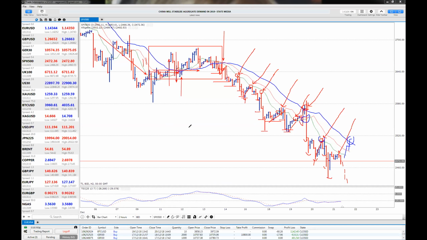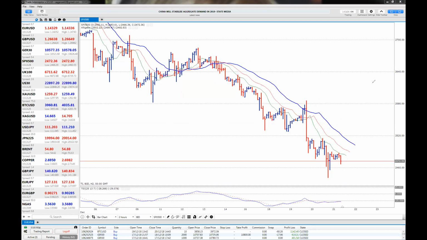So this is the basic reading of how to use this alligator and these three moving averages to build positions, to enter positions. I'm going to delete all this to make the picture clearer again.